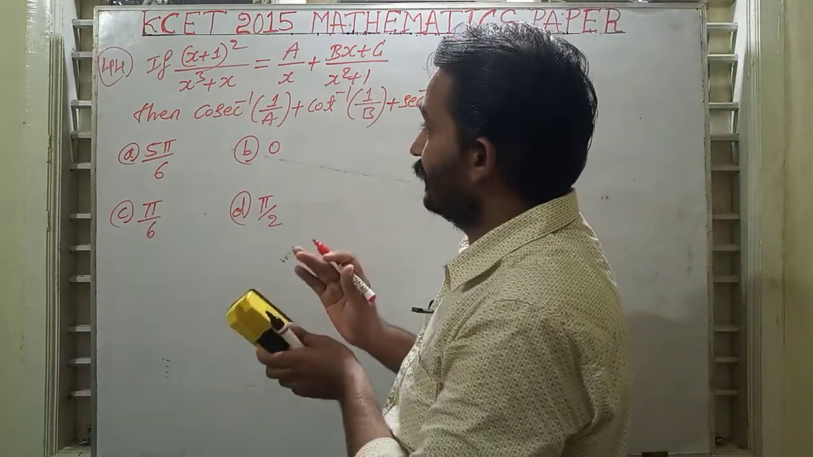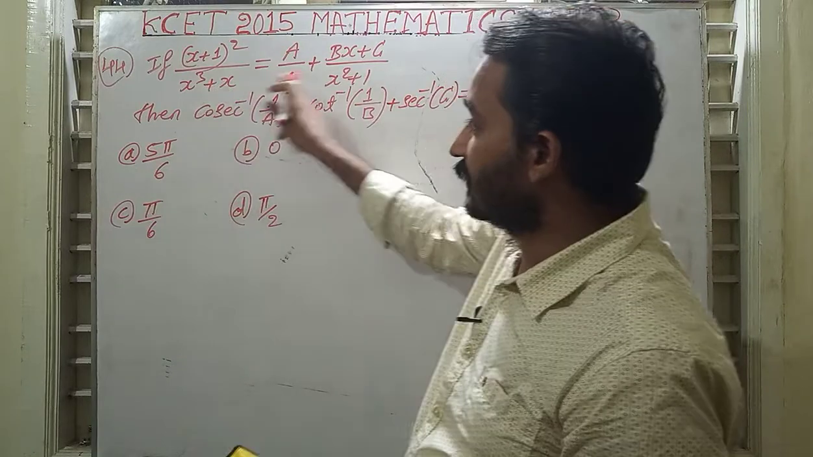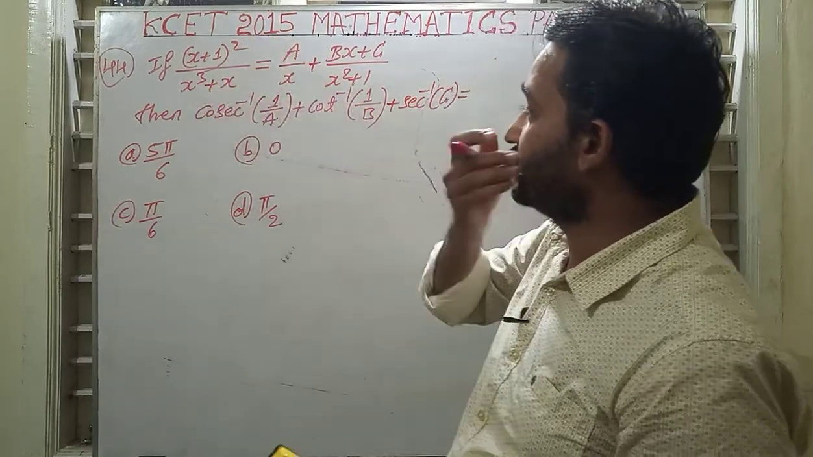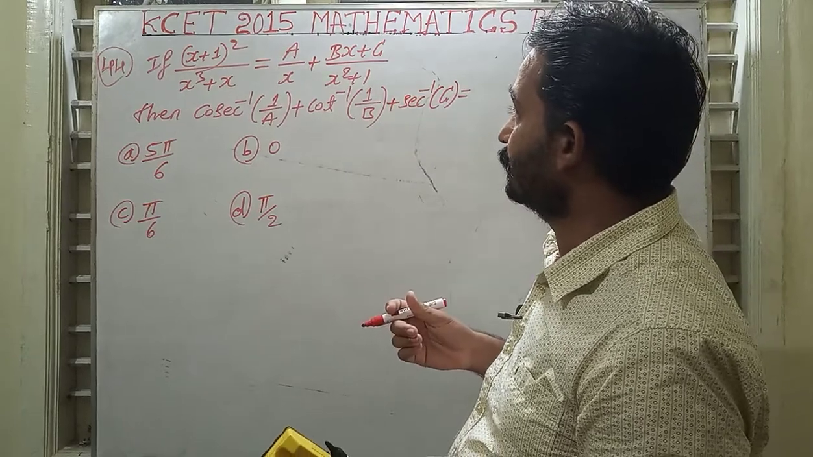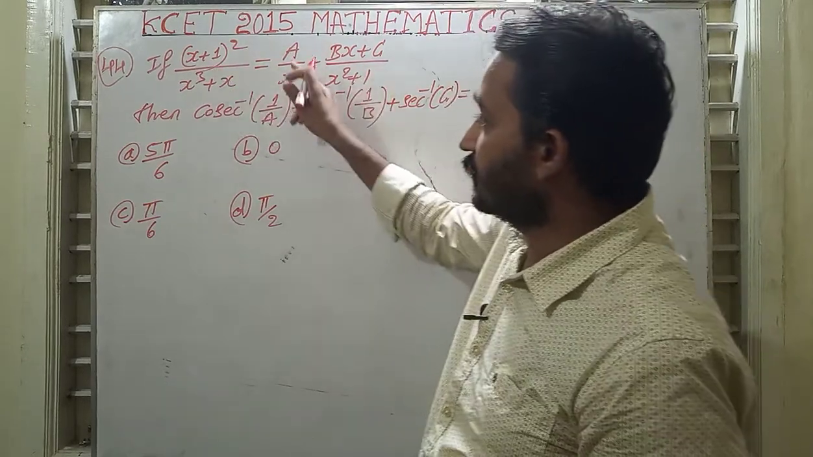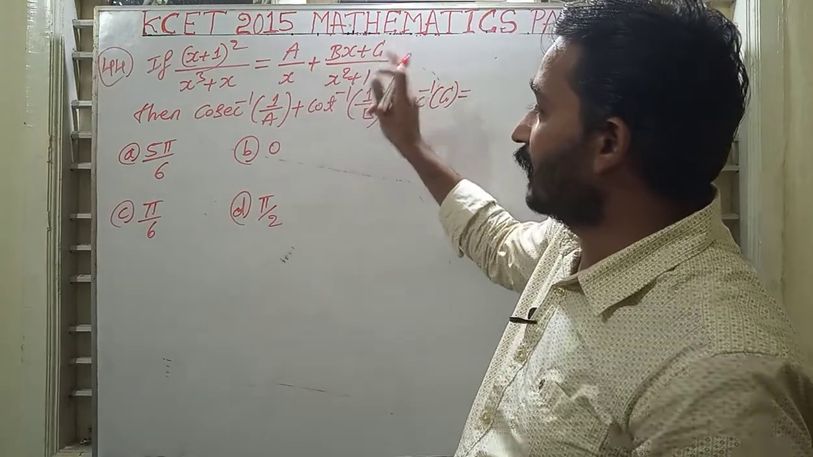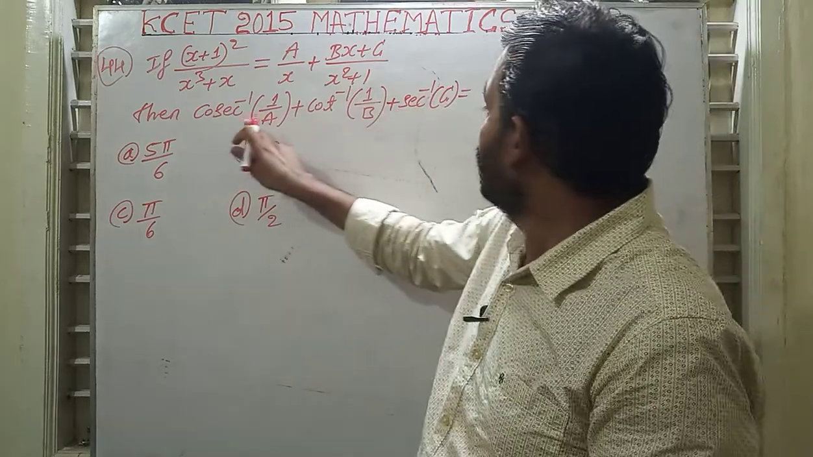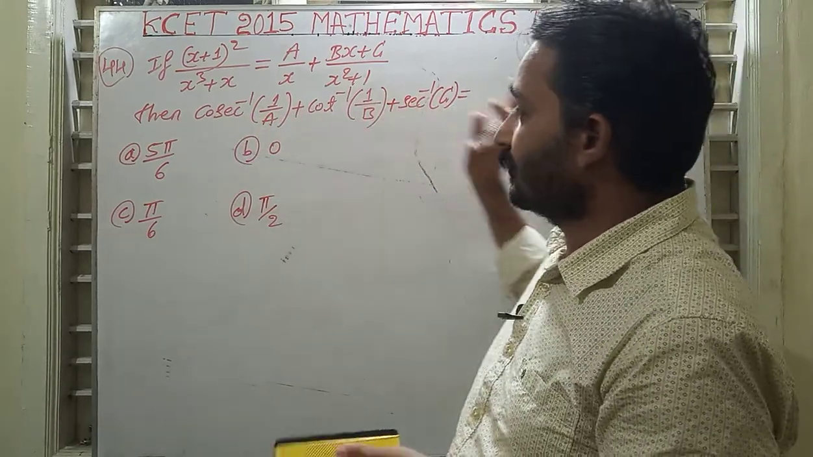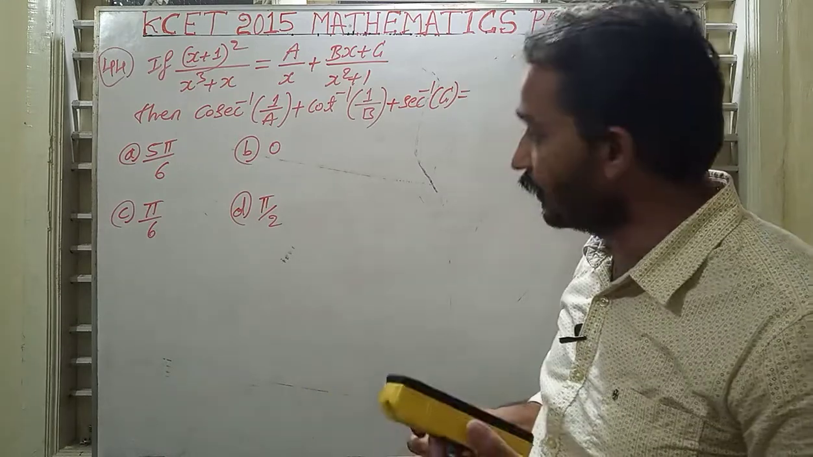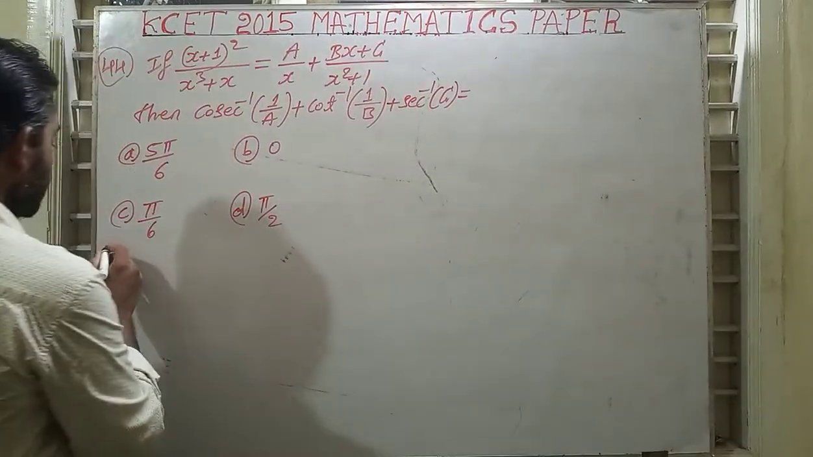So what is the given data? Here a partial fraction is given. X plus 1 whole square divided by x cube plus x can be expressed as a by x plus bx plus c divided by x square plus 1. Solve this equation. We have to find out the a, b, c values and then put the a, b, c values in this equation. We get the required answer. So now using the partial fraction formula, we have to find out the a, b, c values.